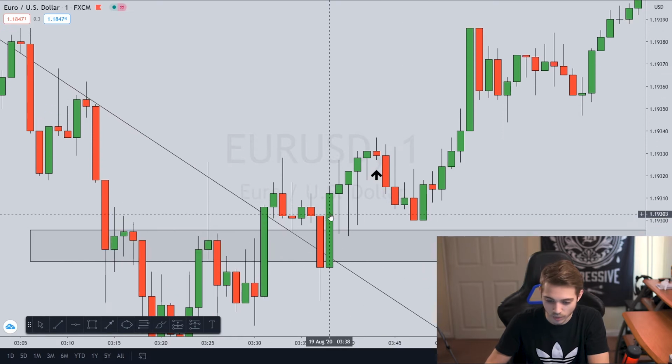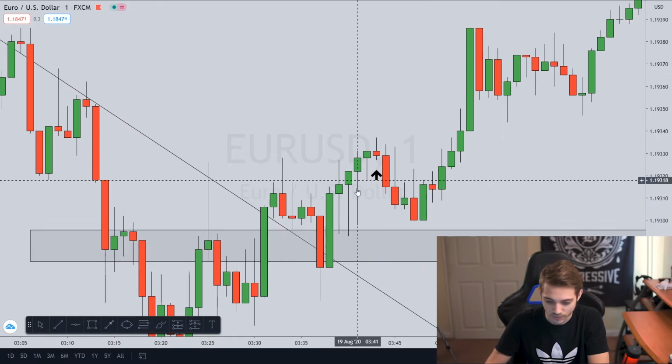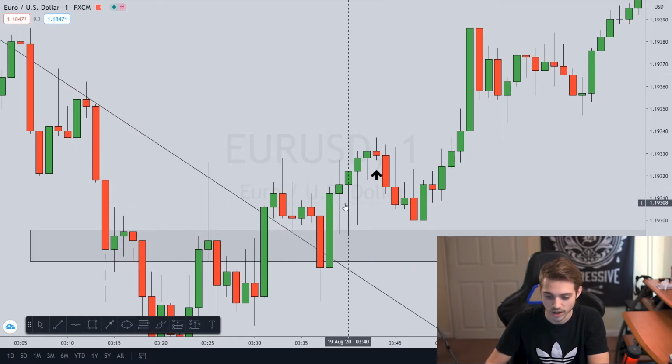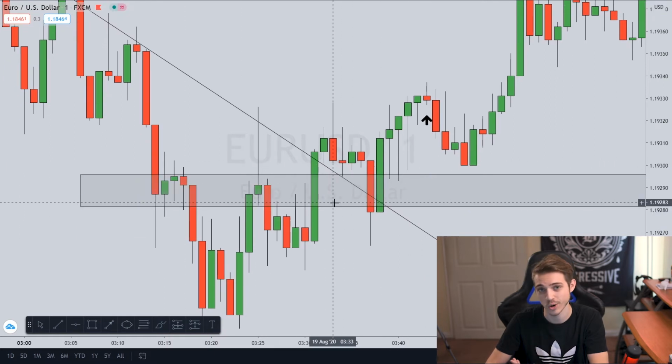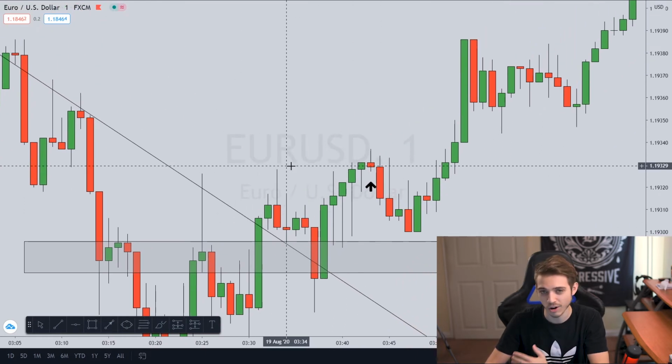You can see that we have all of this rejection from these wicks right here. This shows us that we have a lot of buyers entering the market, and that most likely means that the order flow will follow and that price will go up with it. We also have all the other confirmations right here showing us that price is no longer in a downtrend. So we had all of the confirmations lined up telling us it's time to buy.